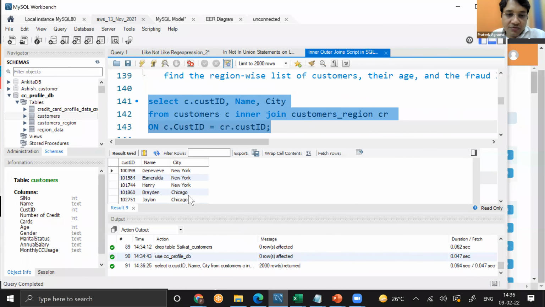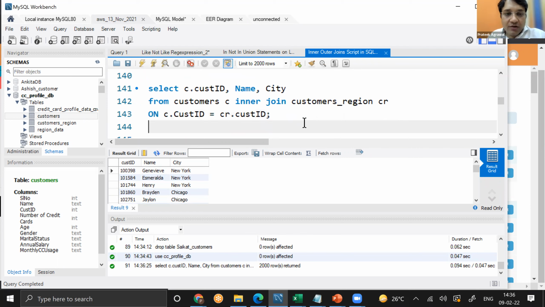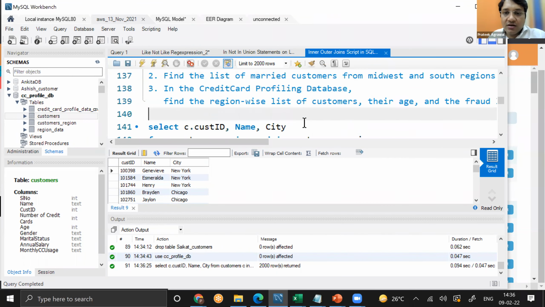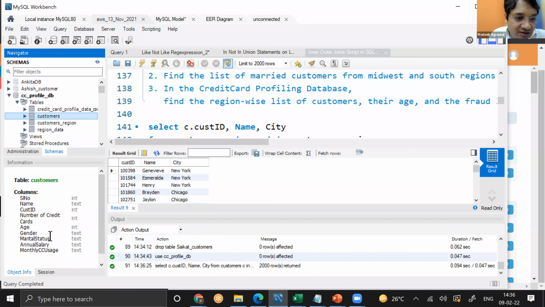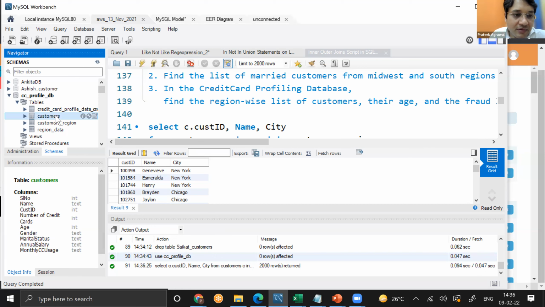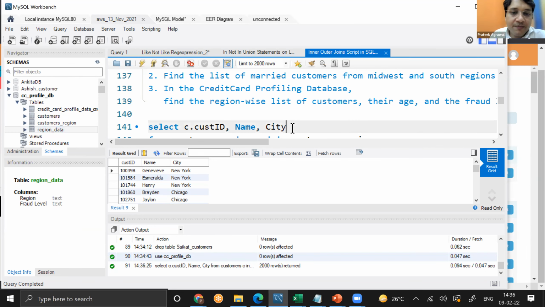It runs, gives you the output like this. Does it make sense, everybody? For the second question, find the list of married customers from Midwest and South regions. Married information will come from the customers table, marital status is there. Midwest region information is going to come from the region table, right? So we'll have to join these two tables then, customers and region_data.